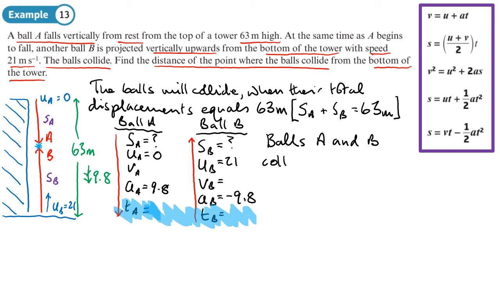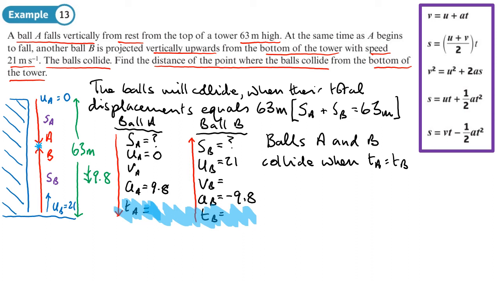collide when their times are equal. So in other words, time A equals time B. Yeah, they will collide at the same time, and they will collide at the same height. But when time A equals time B, that will allow me to link these two equations together. And you'll notice when we do these types of questions where we've got two different particles, it's time that's going to link them, because the other values will be different, but when they collide, it will be at a fixed time, let's say 5 seconds. That will allow me to link the two equations.